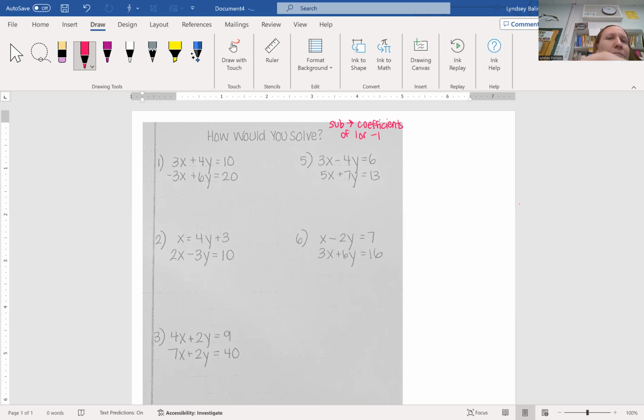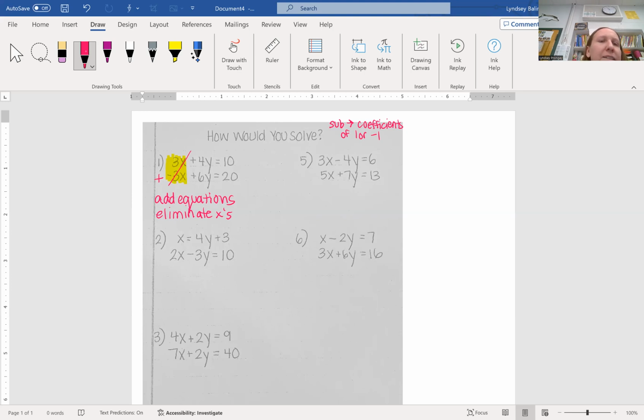But what I do notice is that my 3x and my -3x are opposites. So this would be a great time to use elimination, where we would add our equations together and we would eliminate the x's. We're not going to actually go through and solve all of these, or any of these, I should say. We're just going to say what would be the best thing to do here. So here we would add our equations together, eliminate those x's, and solve for y. And then once you solve for y, you can plug it in and find your x. So definitely here, elimination is the best thing because I see those opposites.